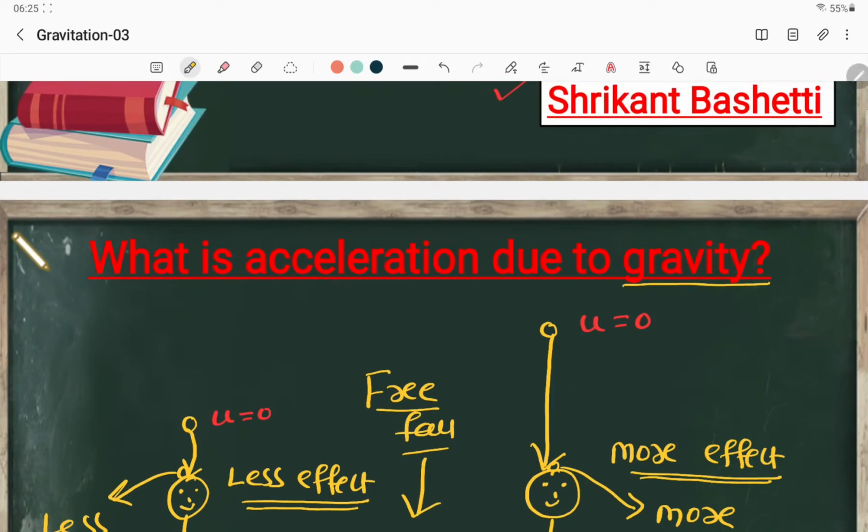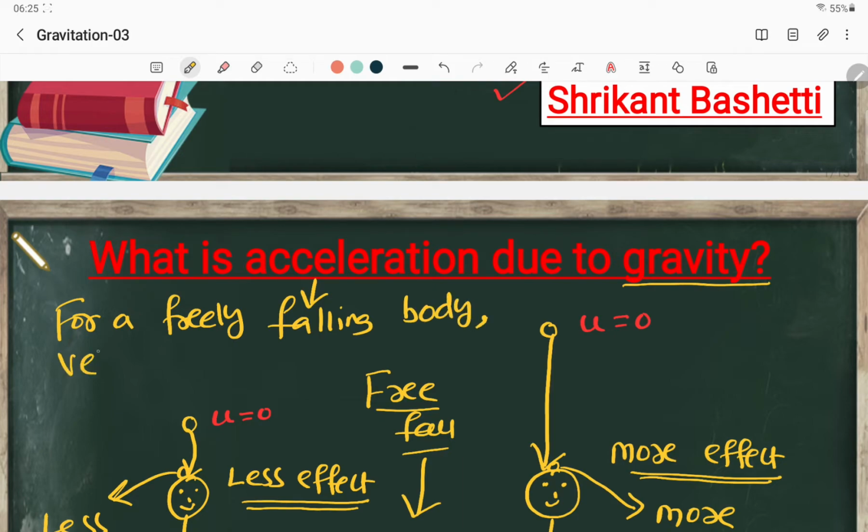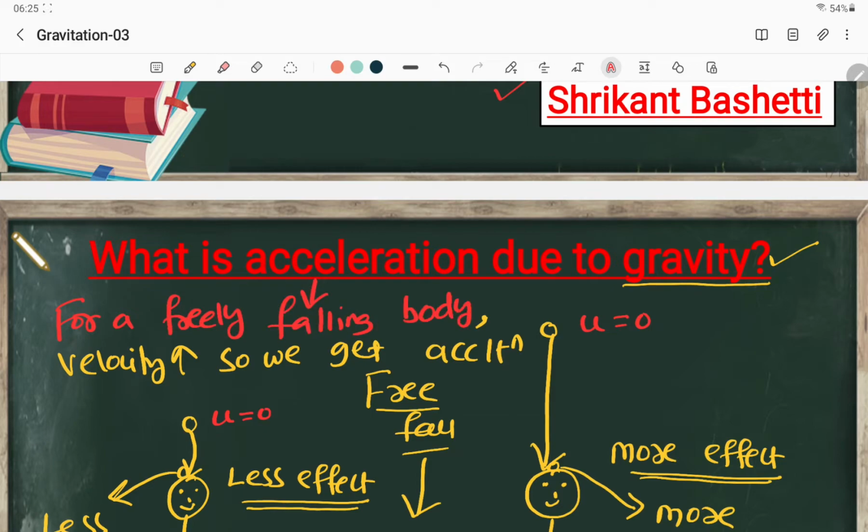If you want to write the definition, you can write it down, but it won't be proper for us to write a formal definition for this. For a freely falling body, velocity increases, so we get acceleration. I told you what a freely falling body is. If velocity is increasing, we get acceleration, and that acceleration is due to gravity. It is because of gravitational force. So that is acceleration due to gravity. Clear? If somebody asks you what acceleration due to gravity is, you should be able to tell: for a freely falling body, velocity will be increasing, so we get acceleration, and that acceleration itself is known as acceleration due to gravity. Alright, you got to know the source of acceleration due to gravity.